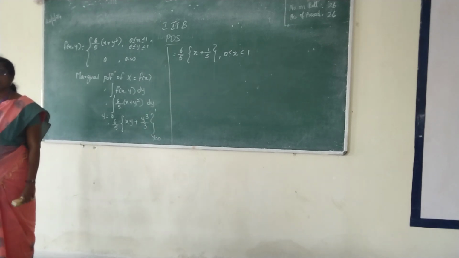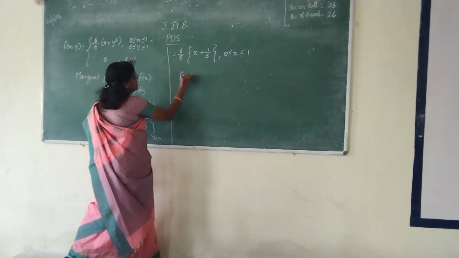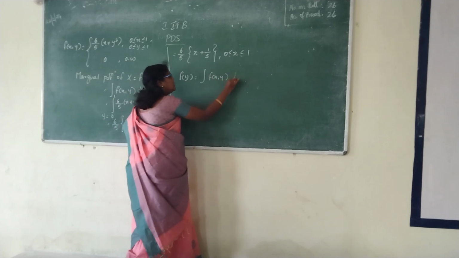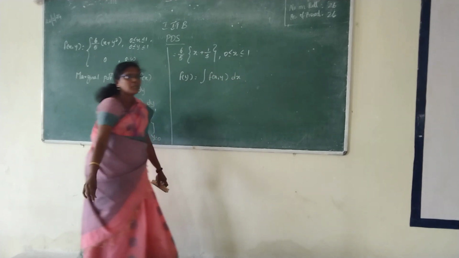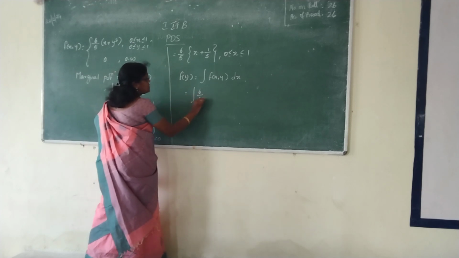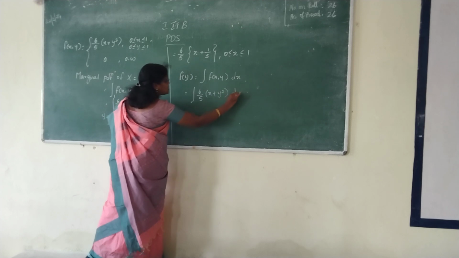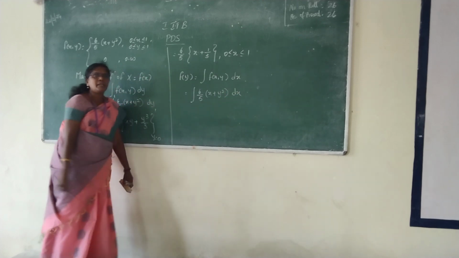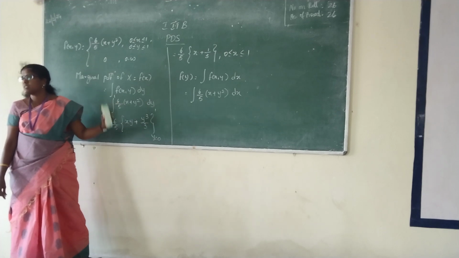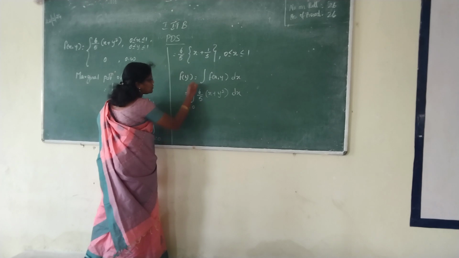Should we start with f of y? So right, f of y equal to integral of f of x comma y into dx. You have to integrate with respect to x variable. So here f of x comma y is 6 by 5 into x plus y square into dx. So we are going to integrate with respect to x variable. So substitute the limit value for x. What is the limit value? 0 to 1. So x varies from 0 to 1.